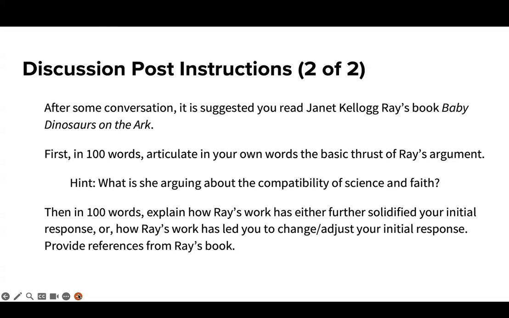They want you to provide references from Ray's book, which is not unusual. That's usually a requirement for your discussion post.